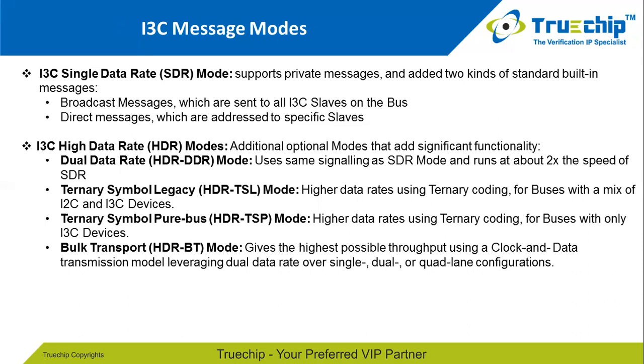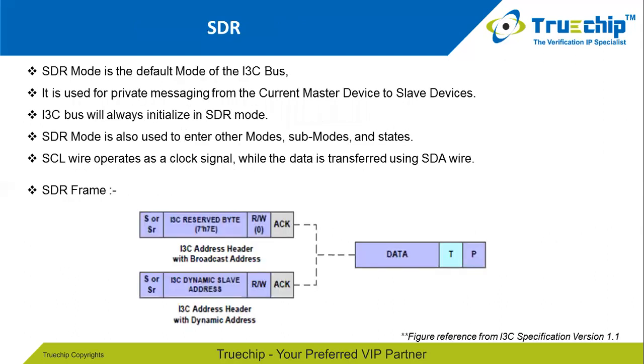HDR BT mode gives the highest possible throughput using a clock and data transmission model leveraging dual data rate over single, dual, or quad lane configuration. Now we will go through these message modes in detail.